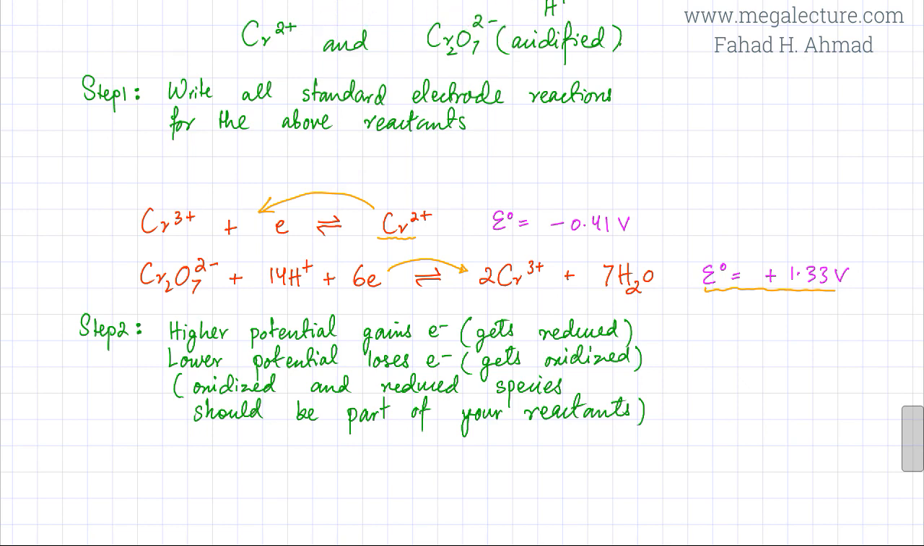So finally, the summary is that the Cr2O7 2- ion, because it had the higher potential, is the one that's gaining electrons to form Cr3+. So this is the one that's getting reduced. It is gaining electrons, and the other substance, Cr2+, is the one that's losing electrons because it has a lower potential, to form Cr3+. So Cr2+ is the one that's getting oxidized.